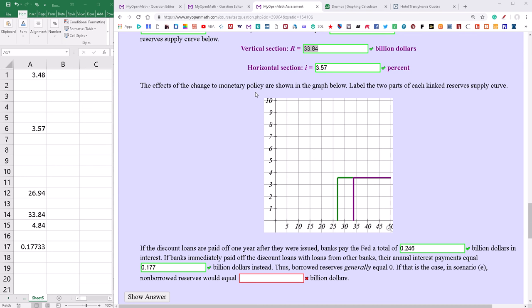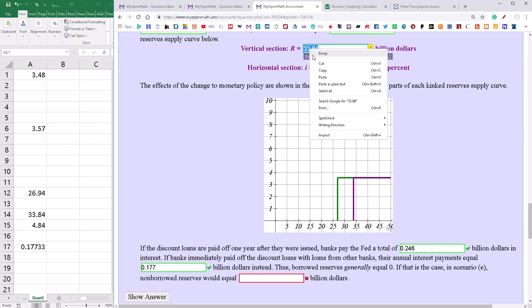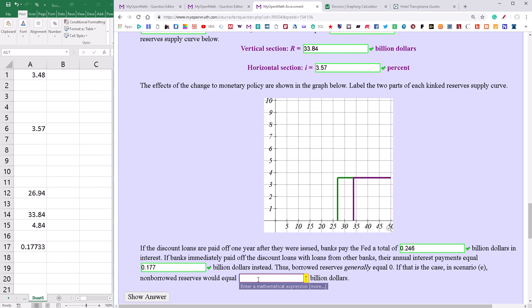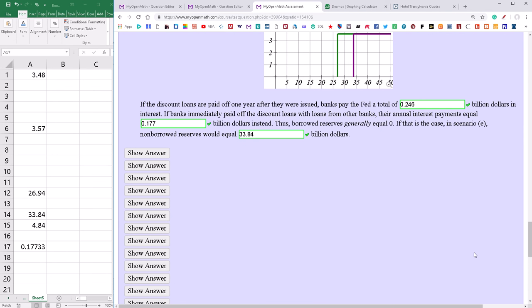Okay, so if borrowed reserves are zero, the non-borrowed reserves would be equal to the total amount of reserves. All right. Hit enter to see if we got it right. And we did. And that is reserve supply.